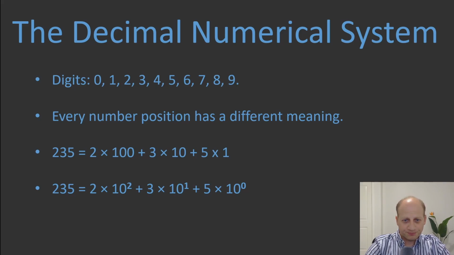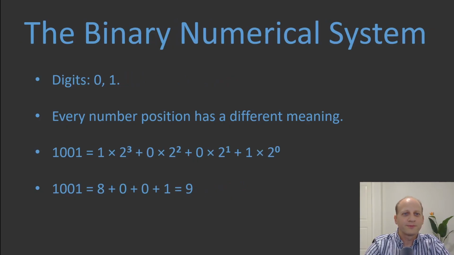Pay attention that each position in this case is a power of 10, while the most right position is 10 to the power of 0. The next one is 10 to the power of 1, and so on. So in case of 235, you can see that the number is built of 3 digits, 2, 3, and 5, but the position of each digit has its own value.